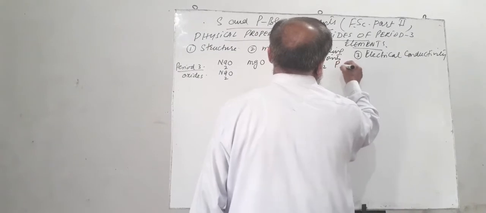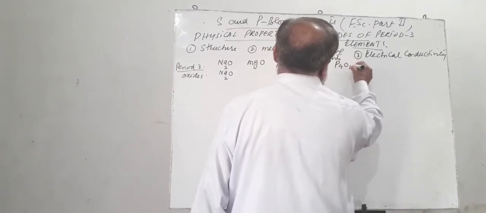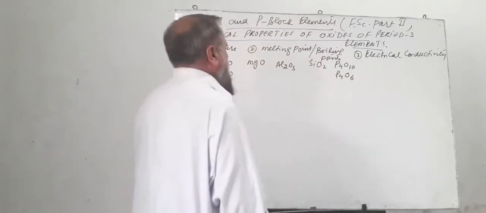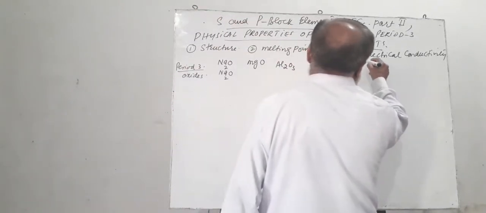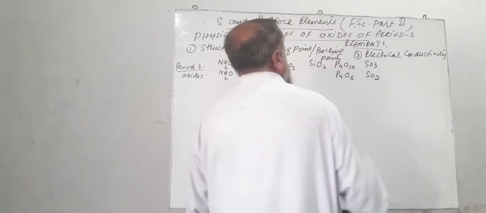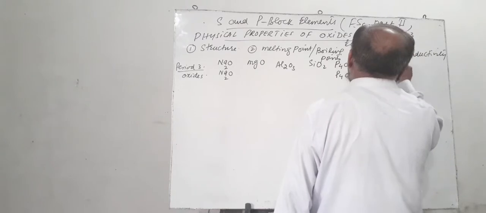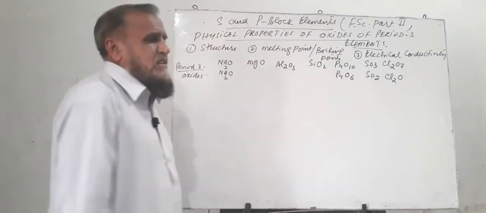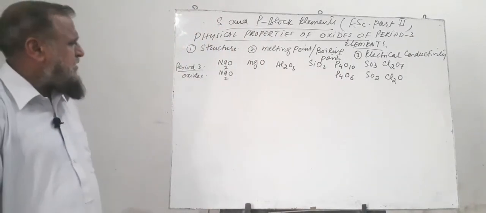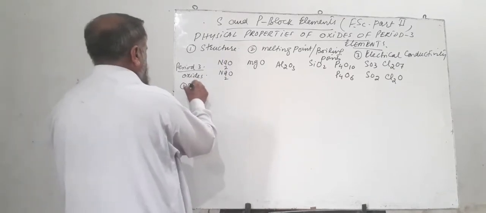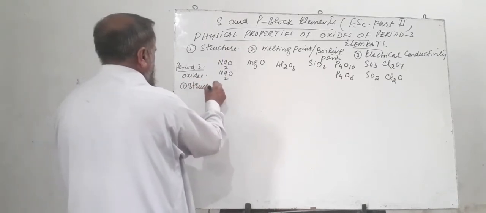Phosphorus can form P4O10, phosphorus pentaoxide, and phosphorus trioxide. Sulfur can form sulfur trioxide and sulfur dioxide, and chlorine can form chlorine heptaoxide and dichlorine oxide. Argon does not form any oxides. Now we study the first property, which is the structure of these oxides.